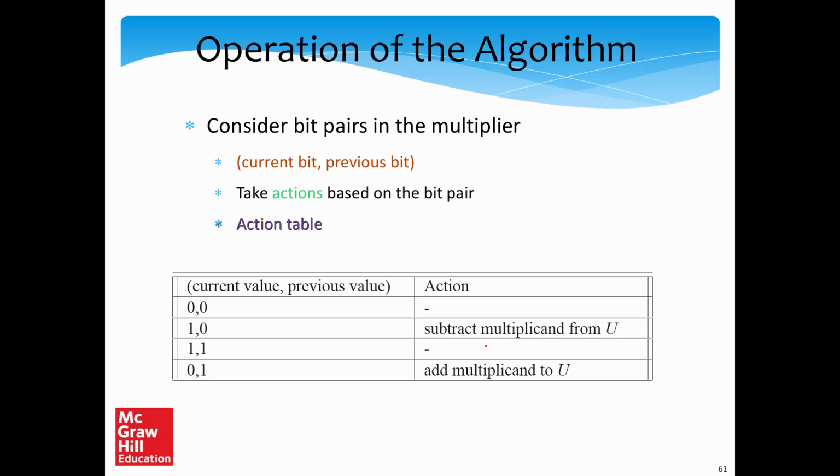Let us consider bit pairs in the multiplier, a current bit and previous bit pair, and we take actions based on the bit pair. So we have an action table, current value and previous value. If the current bit is 0 and the previous bit is 0, well, nothing needs to be done. We are in a run of zeros, so absolutely nothing needs to be done. If the current bit is 1 and the previous bit is 0, a run of ones is starting. So as discussed on the previous slide, we subtract the multiplicand from u. If you are in the middle of a run of ones, so current bit is 1 and previous bit is 1, we don't do anything. And when there is a transition from a 1 to a 0, then we add the multiplicand to u.